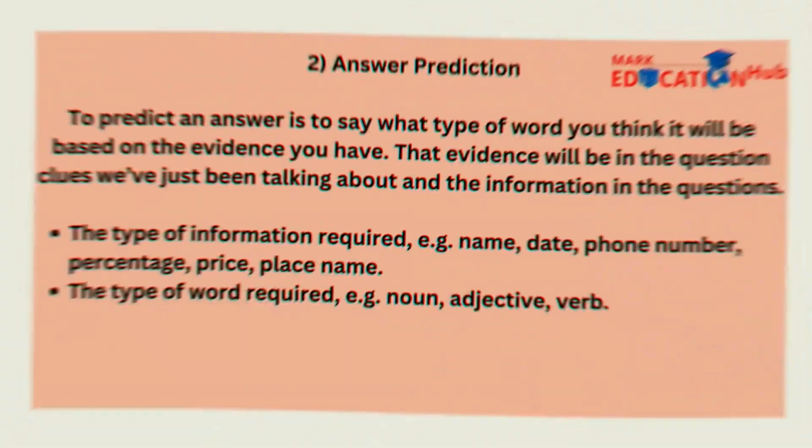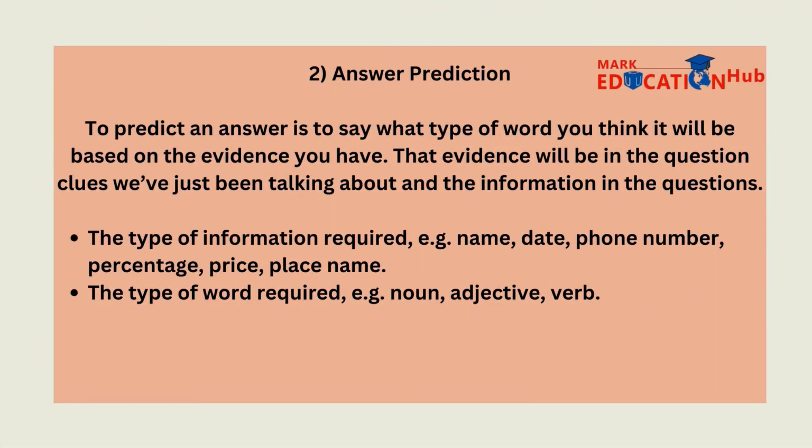The next strategy which we use is answer prediction. To predict an answer means to understand what type of word you think the answer will be based on the evidence that you have in front of you. It means you have to predict if the answer will be a name, a date, a phone number, a percentage, etc. While predicting an answer, you also need to take care of the type of word the answer will be. For example, will it be a noun, an adjective, a verb or something else. Predicting the answer beforehand makes it easier for you to listen to the audio more carefully.